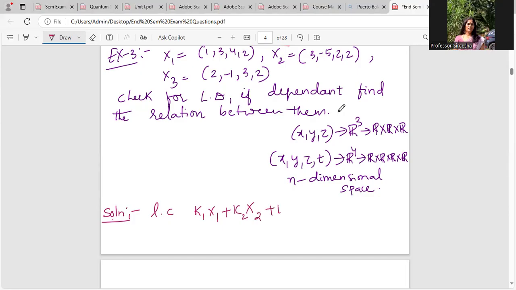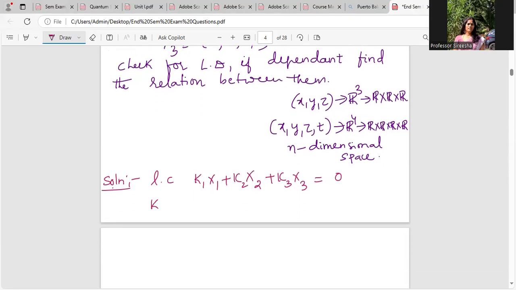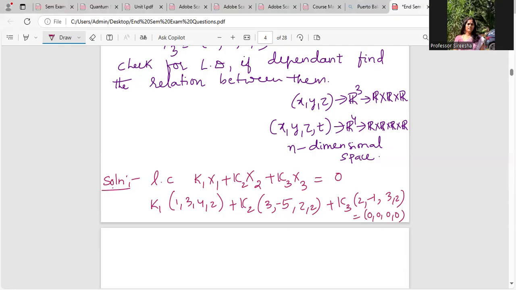K1 x1 plus K2 x2 plus K3 x3 is equal to 0. Okay. I will write the vectors as well. X1 is given to me as 1, 3, 4, 2. X2 is given to me as 3, minus 5, 2 and 2. X3 is given to me as 2, minus 1, 3, comma 2. This is equal to 0. Since there are 4 components on the LHS vectors, I'll be writing it as a 4-component null vector.